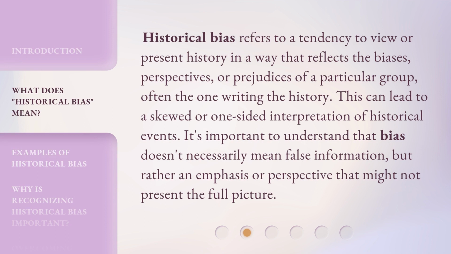Historical bias refers to a tendency to view or present history in a way that reflects the biases, perspectives, or prejudices of a particular group, often the one writing the history. This can lead to a skewed or one-sided interpretation of historical events. It's important to understand that bias doesn't necessarily mean false information, but rather an emphasis or perspective that might not present the full picture.